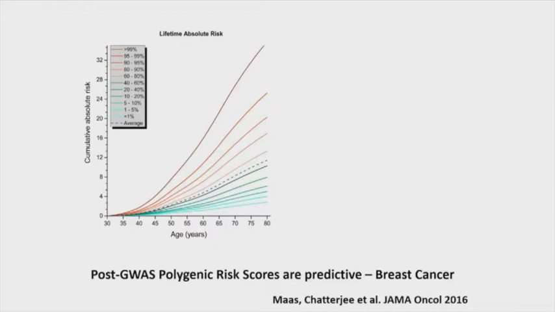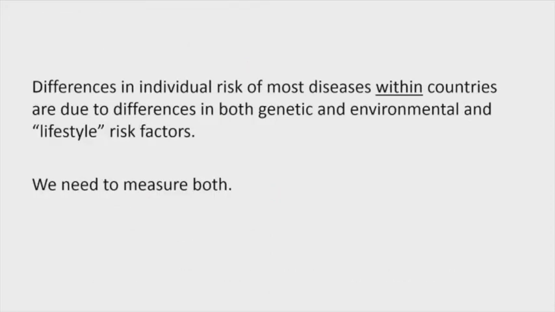And this line here is the 95th percentile. This line here is the 5th percentile for the polygenic risk score. And there's about a 4, almost 5-fold variation in lifetime risk associated with being at the higher end of having inherited a bad hand of these low penetrance alleles versus being at the luckier end. So within countries, most diseases are due to differences in both genetic and environmental and lifestyle factors. We need to measure both.